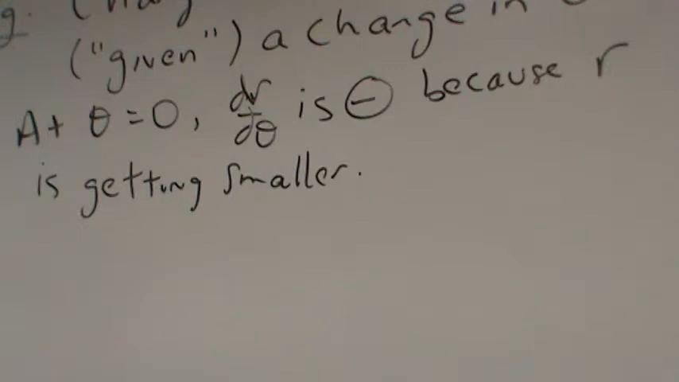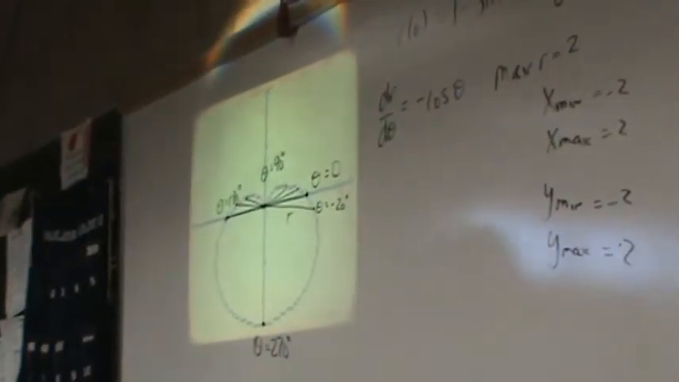Beautiful. Let me ask you another question. What's r appearing to do at 180? Here's my r. What do you suppose dr d theta is at 180 degrees? How many people say positive? Yeah, because r is getting bigger. You guys okay with that? Okay, great. So that's the meaning of dr d theta.